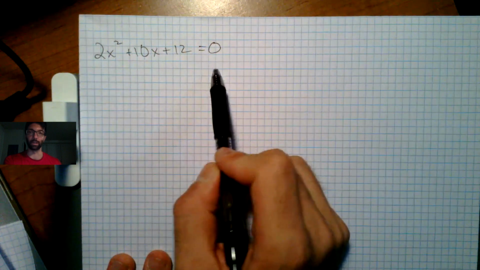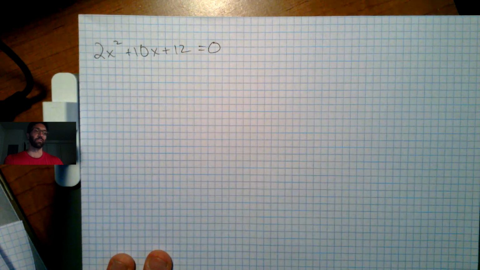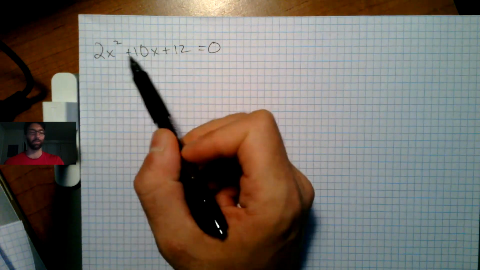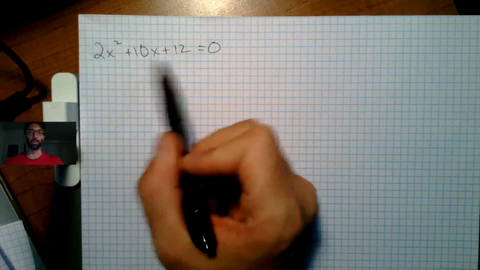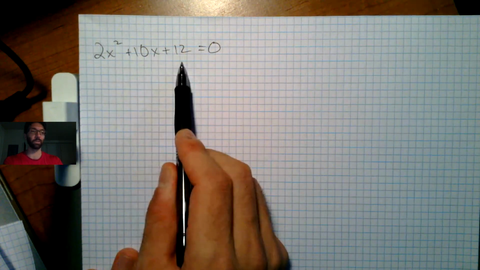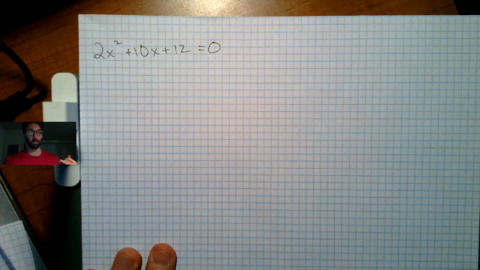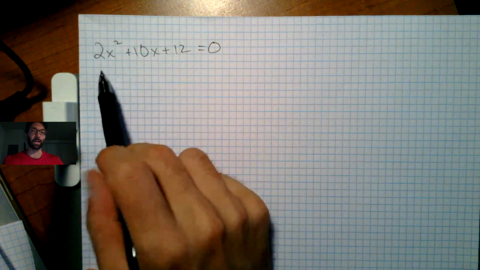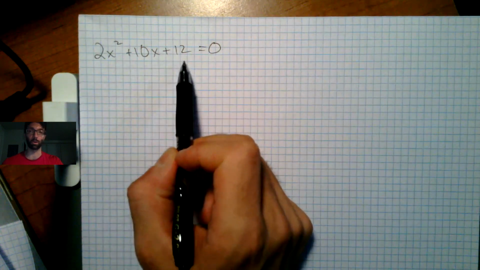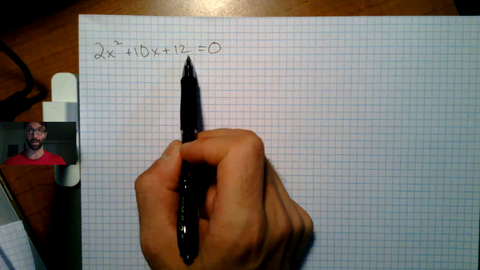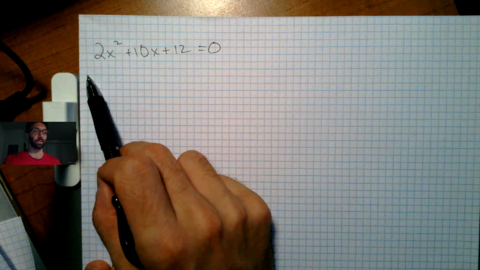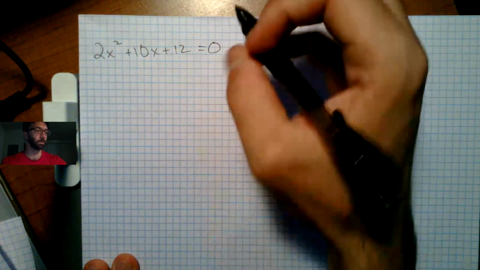So here we have a quadratic equation, and the first thing you're going to want to do is see if there's a greatest common factor that you can factor out of this trinomial. In this case, the greatest common factor of these three terms is 2. Be sure that you realize that the greatest common factor is just 2 and not 2x, because notice how the 12 doesn't have an x attached to it. So we can't factor out an x from all three of these things, and the only thing we can factor out is a 2.